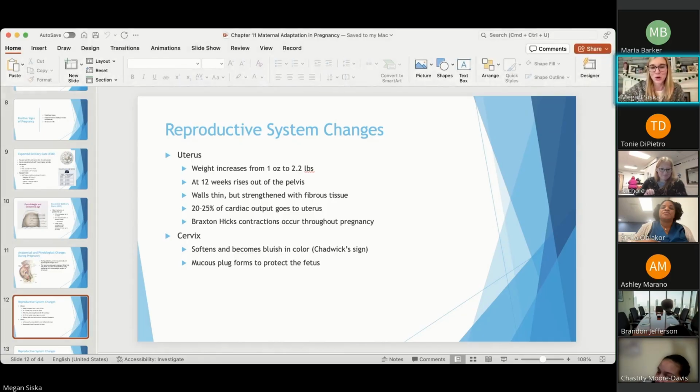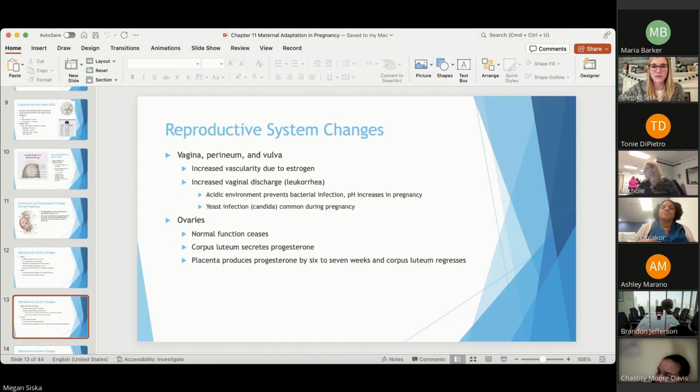It does good work. Okay, what's happening with the vagina, the perineum, and the vulva? So what I was saying earlier, we have that increased vascularity. It's because of our estrogen levels. We have increased vaginal discharge, which is a fancy word called leukorrhea. That just means vaginal discharge, a lot of vaginal discharge in pregnancy. The acidic environment of the vagina helps to prevent bacterial infections, but pH increases in pregnancy, and so we're more prone to yeast infections and BV and things like that.